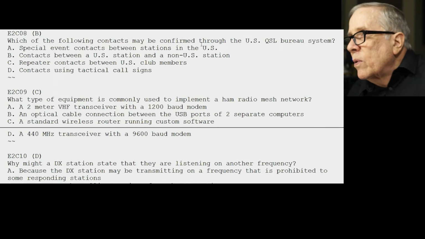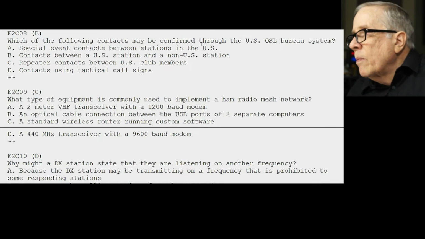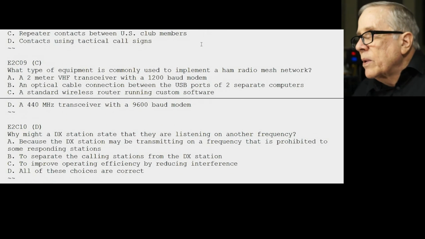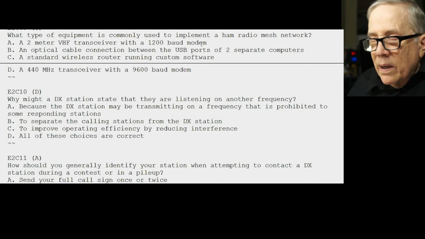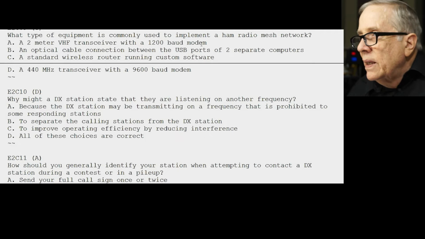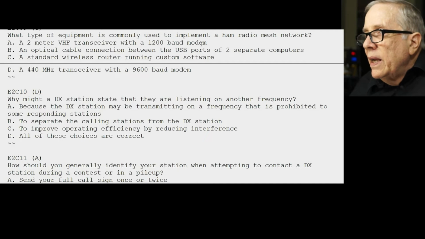E2C09, what type of equipment is commonly used to implement a ham radio mesh network? And the answer is C, a standard wireless router running custom software. Don't ask me, I don't know.